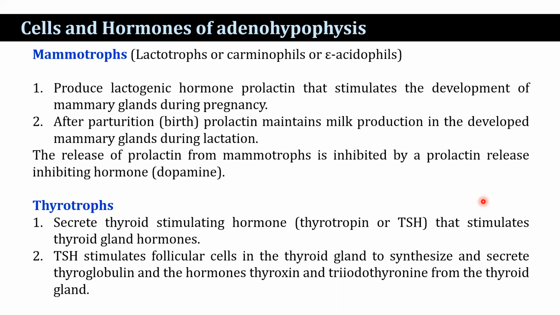Then thyrotrophs secrete thyroid stimulating hormone, thyrotropin or TSH, which stimulates thyroid gland hormones. TSH stimulates follicular cells in the thyroid gland to synthesize and secrete thyroglobulin and the hormones thyroxine and triiodothyronine from the thyroid gland.